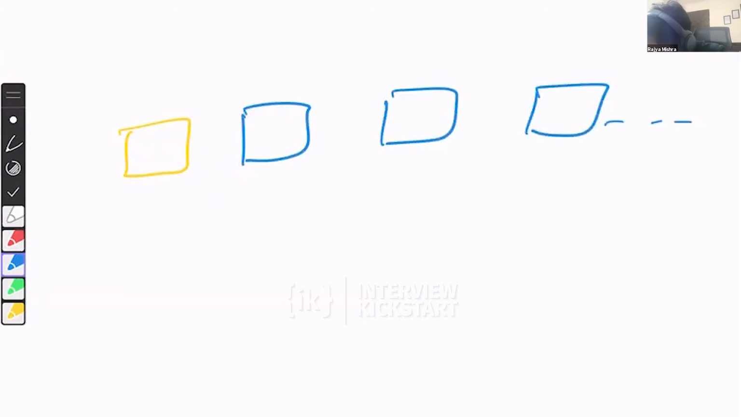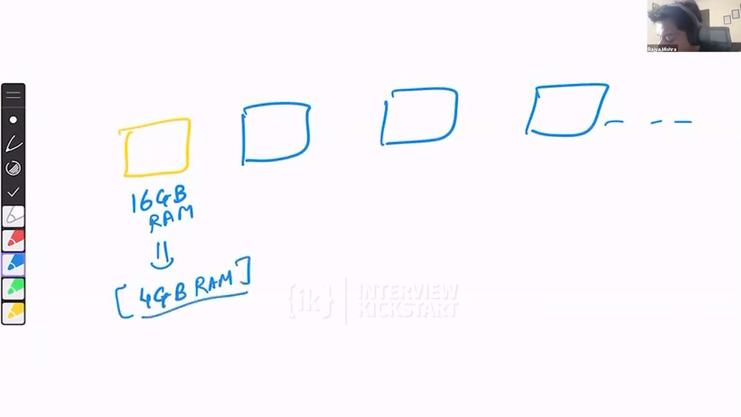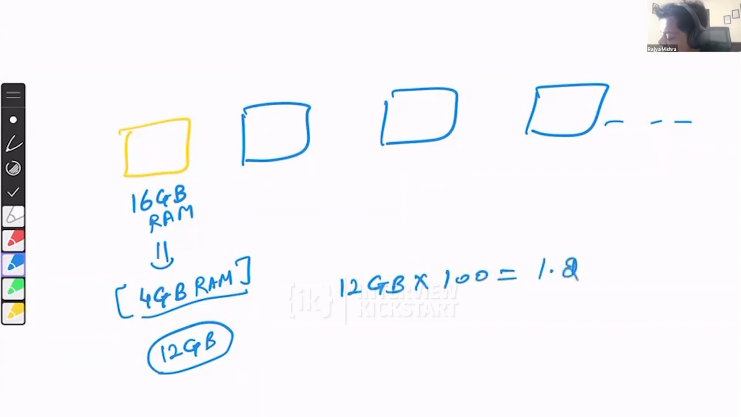And let's say they all have 16 GB of RAM, and you do the profiling and you see that you are using only 4 GB of RAM out of that. Your application, that microservice that you are running, uses a maximum of 4 GB of RAM. So that means 12 GB of RAM is still lying idle. And let's say you have 100 servers. That means what? Around 1.2 TB of RAM is lying idle.